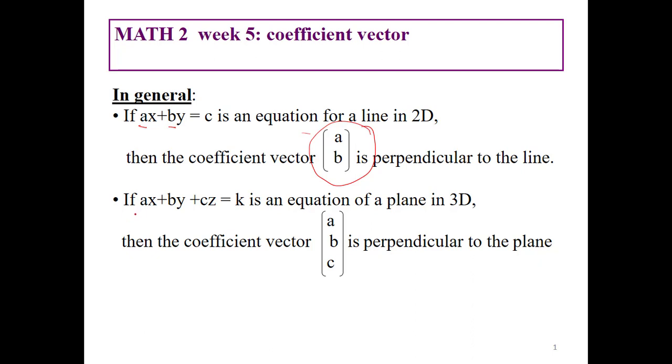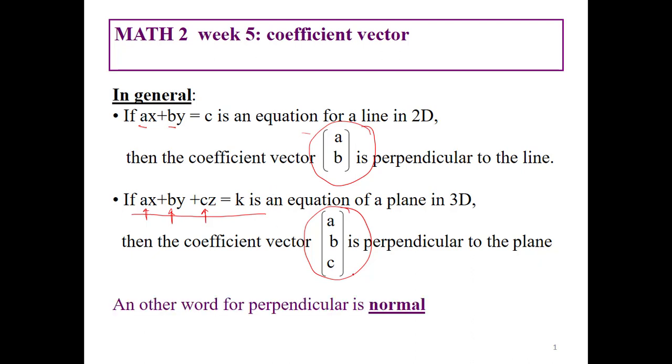The same applies to a 3D space. So if we have an equation in 3D, then the parameters a, b, and c form together the coefficient vector of the plane, which will be perpendicular to both direction vectors of the plane. Another word for perpendicular is normal. So a normal vector means it's a vector perpendicular to something.